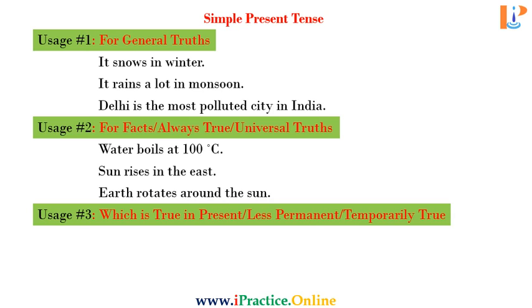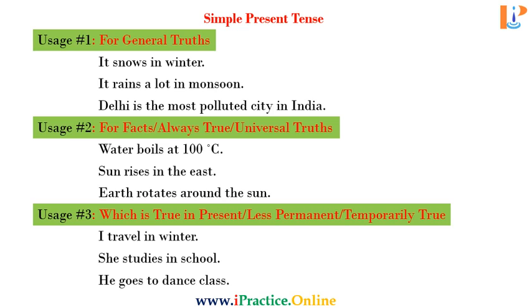Let's look at the examples of usage number 3. It says I travel in winter. So yes, I travel in winter, then I come back to my city. So that's why the situation is less permanent, or it is a temporary situation. She studies in school. Yes, she studies in school at present, but after a couple of years she will graduate and then she will go to college. So it is also a less permanent situation.